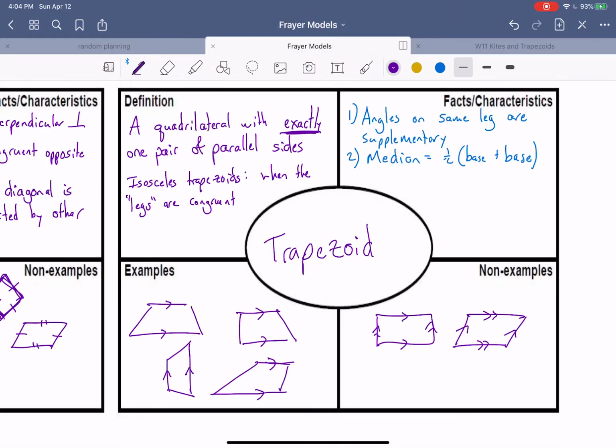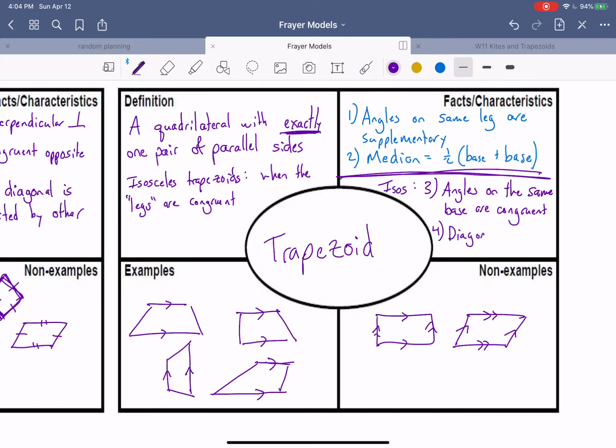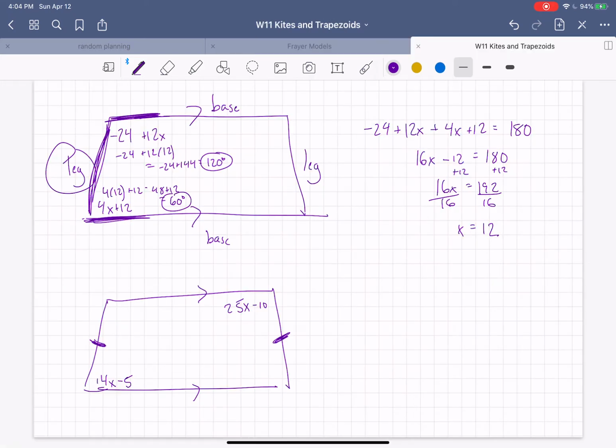So we actually have more properties if our trapezoid is isosceles. So if it's isosceles, we can say the angles on the same base are congruent, and we can say that the diagonals are also congruent. And again, that stems back to using triangles. We're not going to really talk about the proofs, we're just going to practice it.